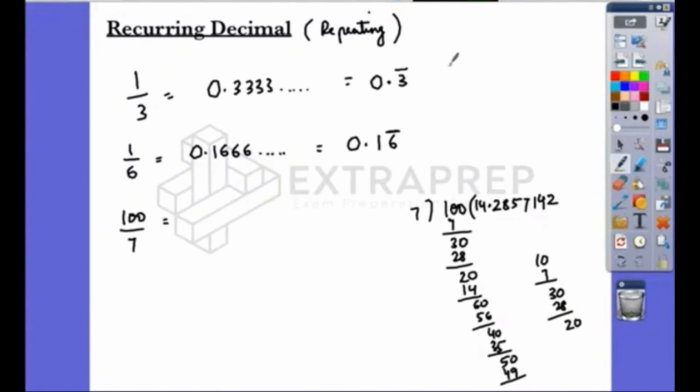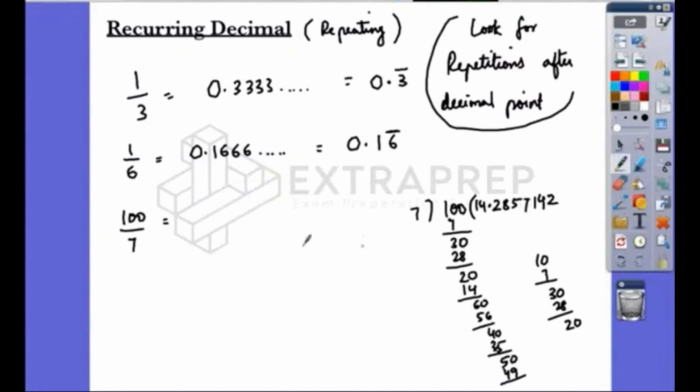After the decimal point, you will have to look for repetitions after the decimal point, and then you stop. So this is 14.2857114. Again you got 2, so from here to here you put a bar. You will not write 2 again. There will not be any repetitions when you're putting a bar. In the decimals there should not be any repetitions.